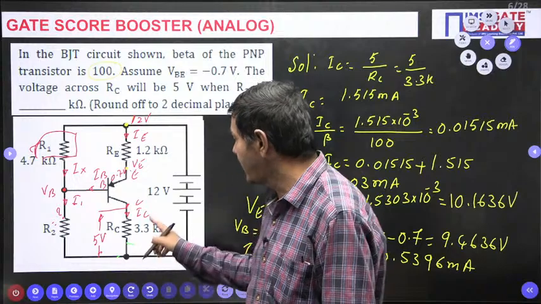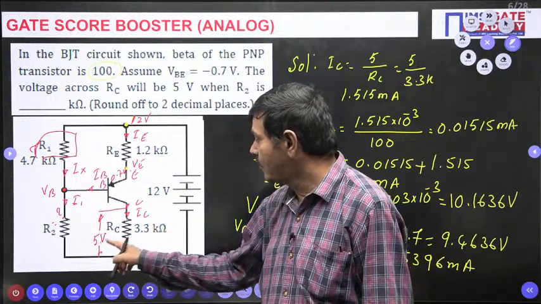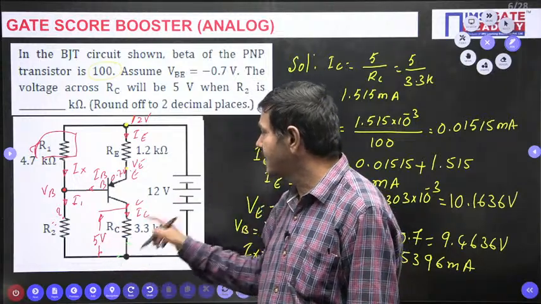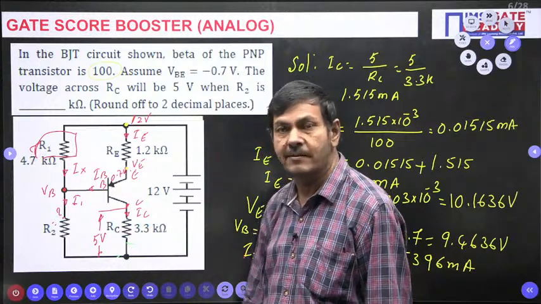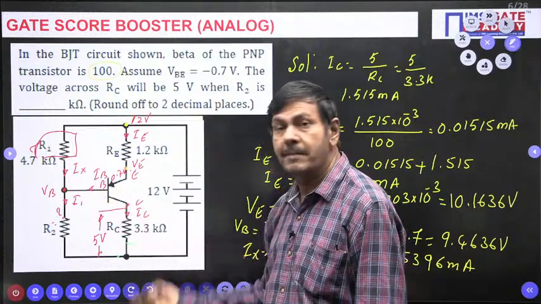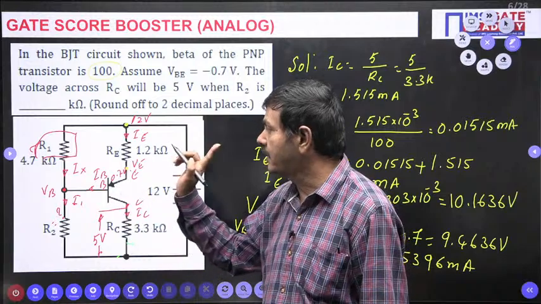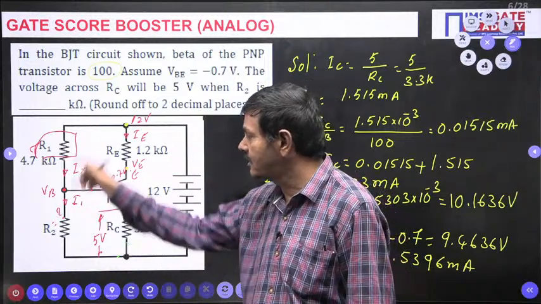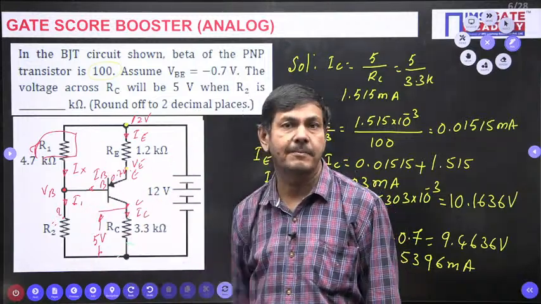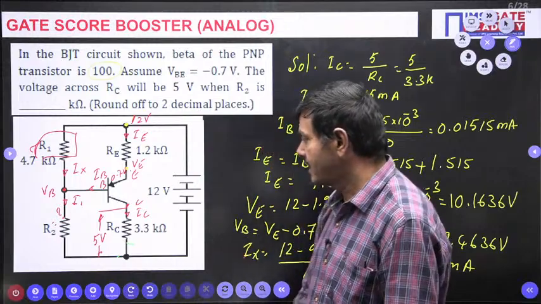I find the IC. IC equals what? Voltage across RC divided by RC. Then IC you will measure, and the base current is IC by beta, which you know. By using that you can determine the parameters. Like that, the determination of parameters is made. Understand now? Yes, I will give the next question.